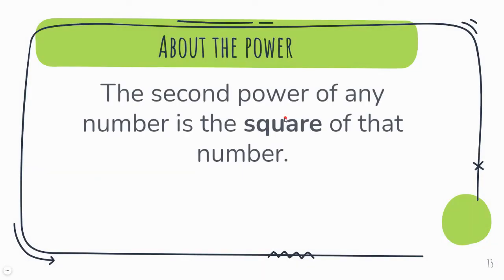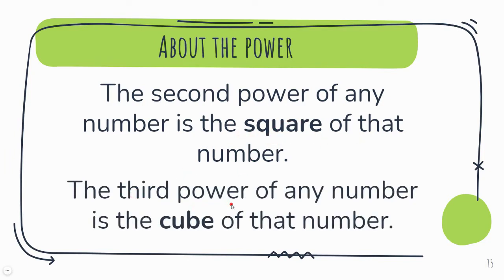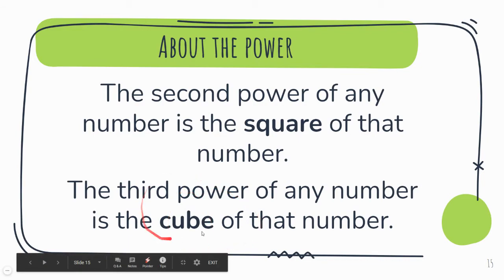Now about the power, the second power of any number is the square of the number. Anything which has 2 at the top, the 2 as the exponent or the index, is the square of that number, and if it's the third power, then it's going to be the cube.